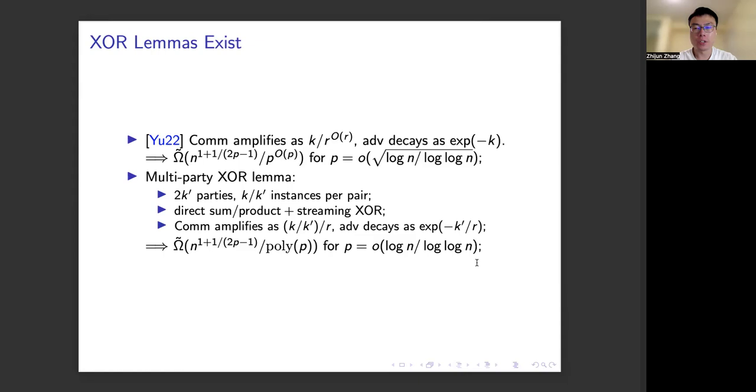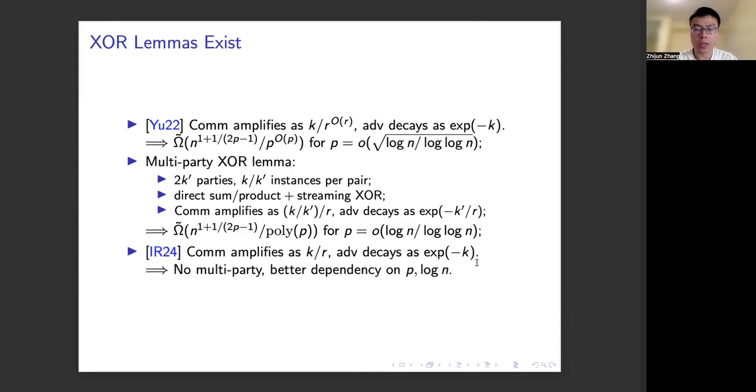And also as a final note, I want to mention that in an independent work by Iyer and Rao, which is also accepted to STOC 2024, they actually improved the XOR lemma by showing that we can increase the communication by a factor of k over r, and the advantage still decays exponentially in k. So if we directly apply their new XOR lemma, there's no need to work with the multi-party setting anymore. And we also get slightly better dependency on p and log n as a byproduct.